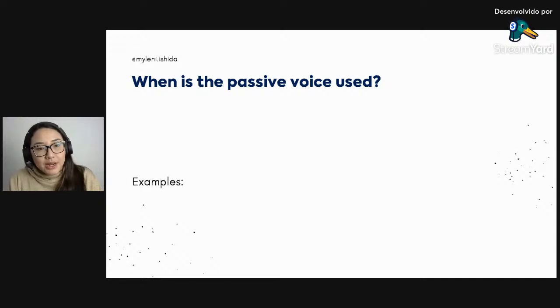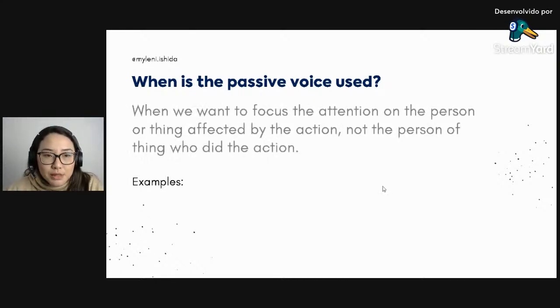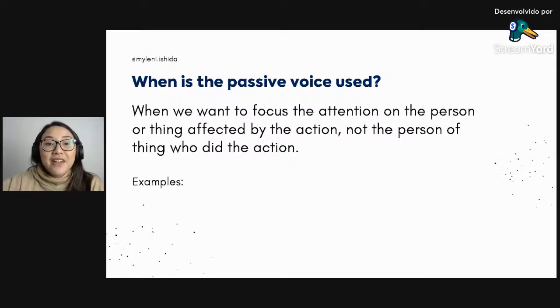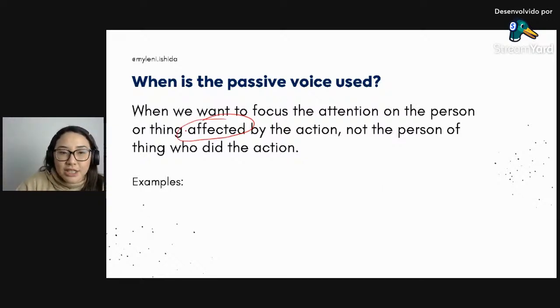And every grammar rule has an objective in the English language, okay? The passive voice is used when we want to focus the attention on the person or thing that is affected by the action, not the person or thing who did the action. Okay. So I want to focus on the person affected, not on the person who did the action.